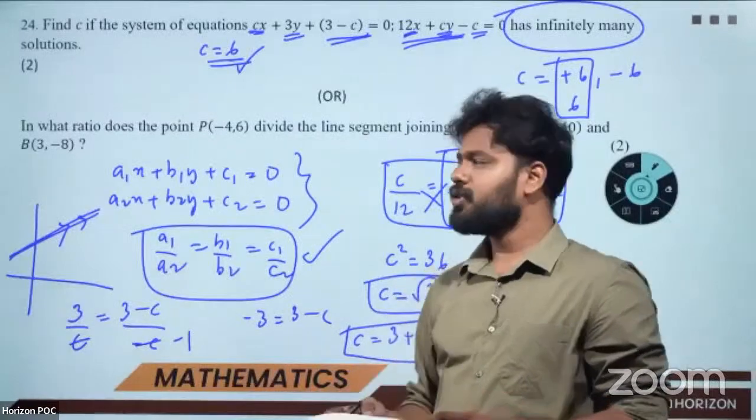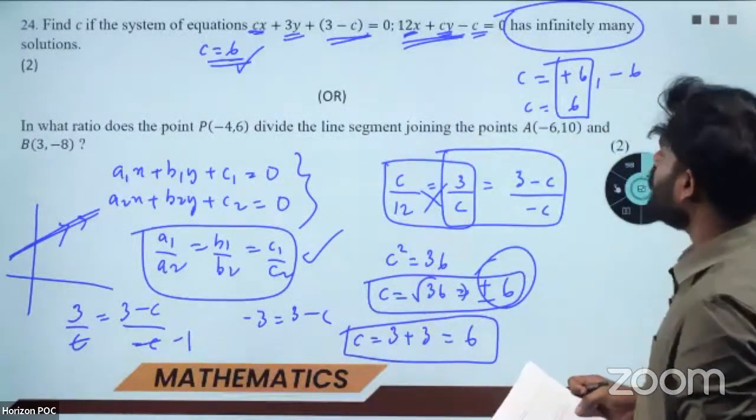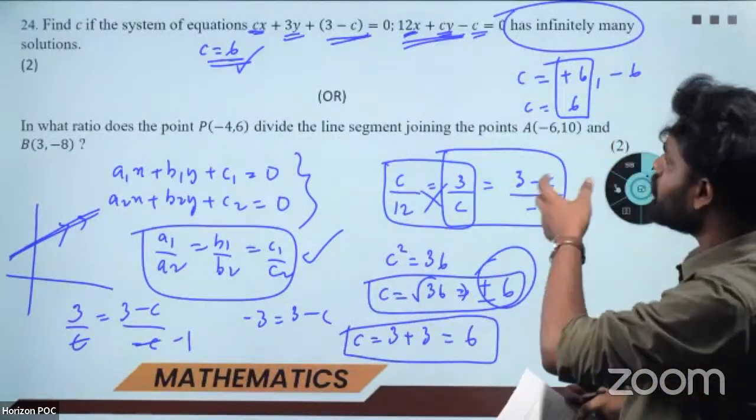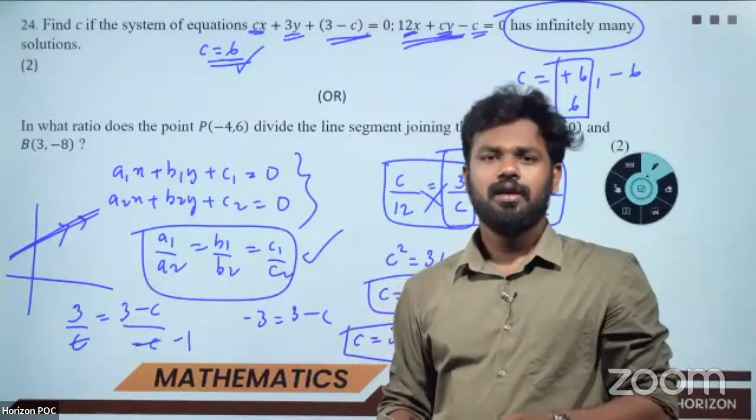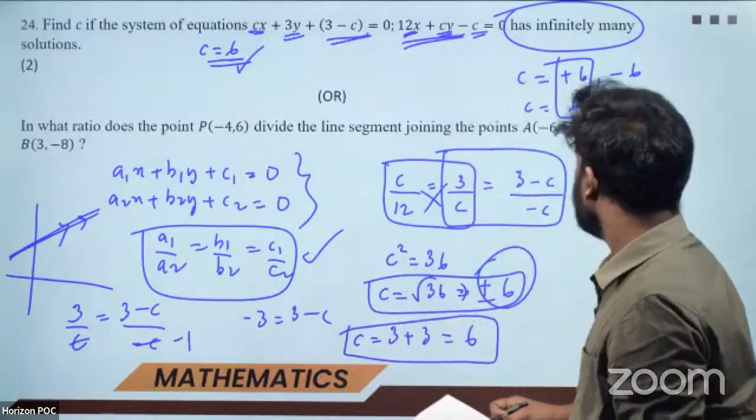Clear? So that is about this question number 24's first part. Okay, so those who have answered this first part, this is the answer. That is the value of C will be equal to 6. Now those who have answered the second part.